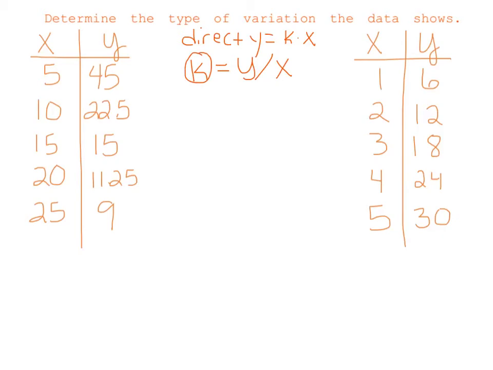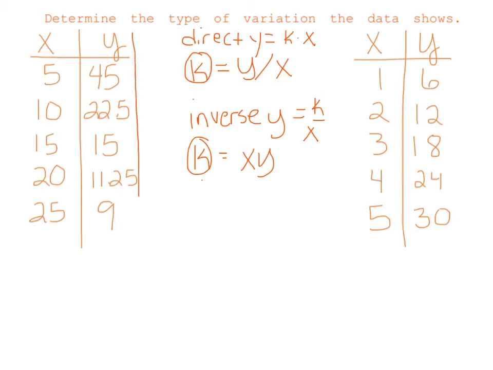Alright, and then inverse is y equals k divided by x. So if I wanted to figure out what k was, I would multiply both sides by x. K equals x times y. So if I multiply x and y together, and they give us the same exact number every single time, the constant, then we know it's inverse variation. So when you're testing it, you're testing x times y and y divided by x.